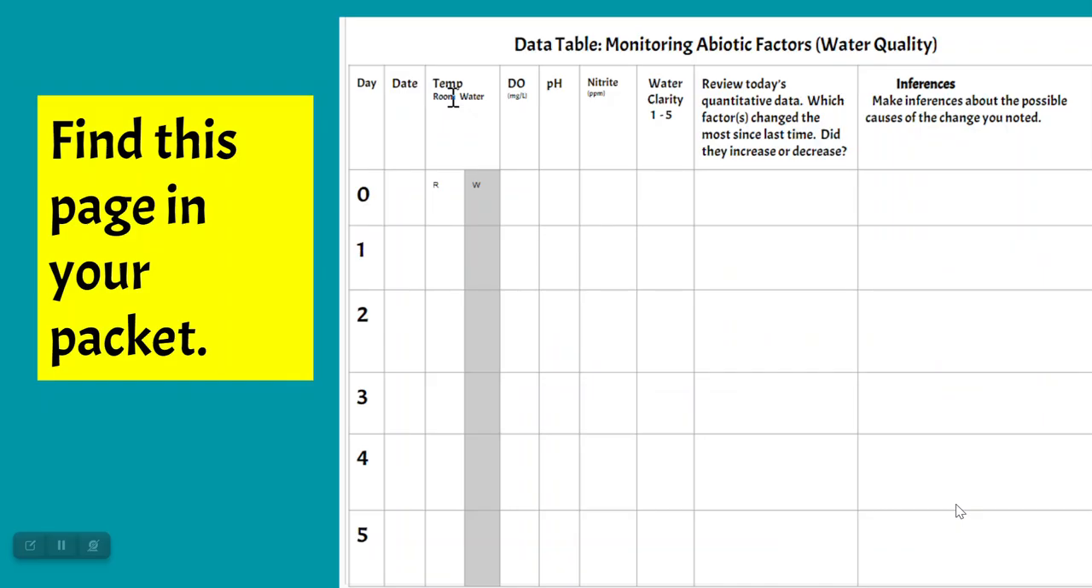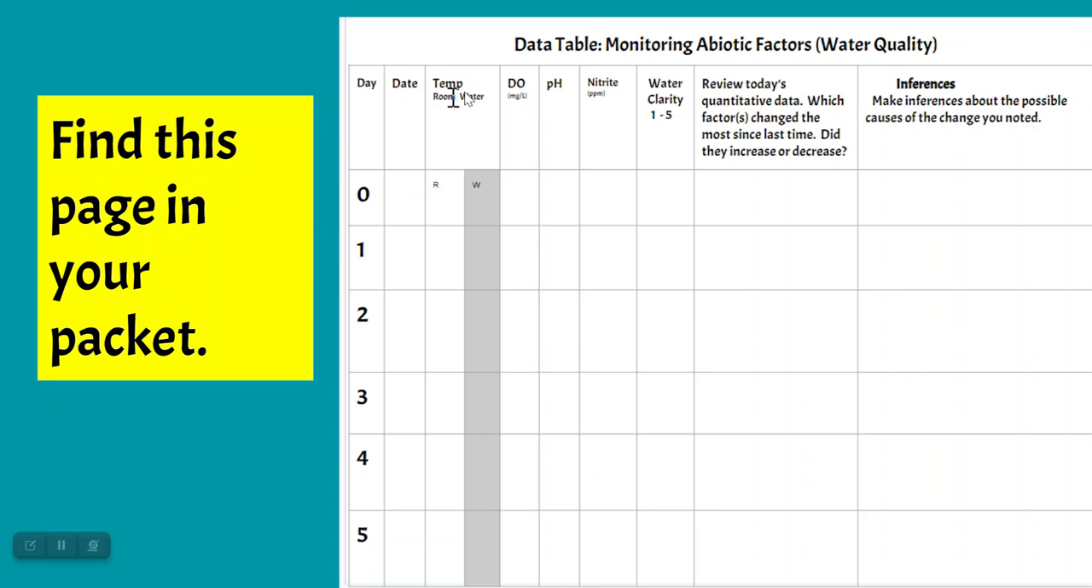All right. Find this page in your packet. I think it's the 3rd piece of paper. It says Data Table. It talks about monitoring abiotic factors. So in class, I asked everybody to think about which abiotic factors we are measuring. When I did a screenshot, you can see my cursor was right there. Sorry about that. We have 5 things.